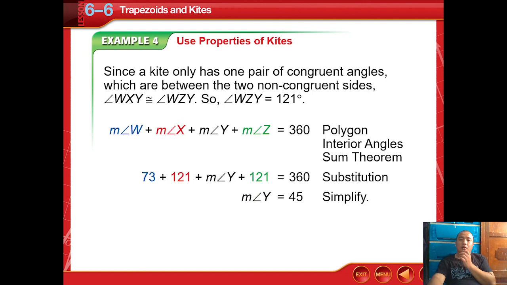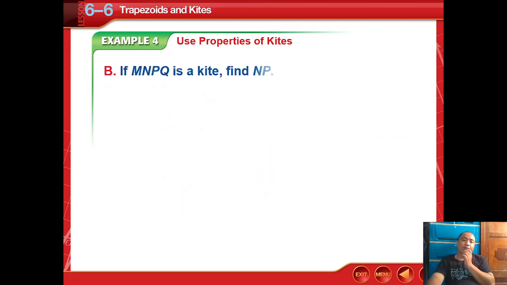Is it correct? Oh, wait. Sorry. Yes, it's correct. 360, not what I did. 360 minus 242 minus 73. That's 45 degrees. 45 is the measure of angle XYZ.